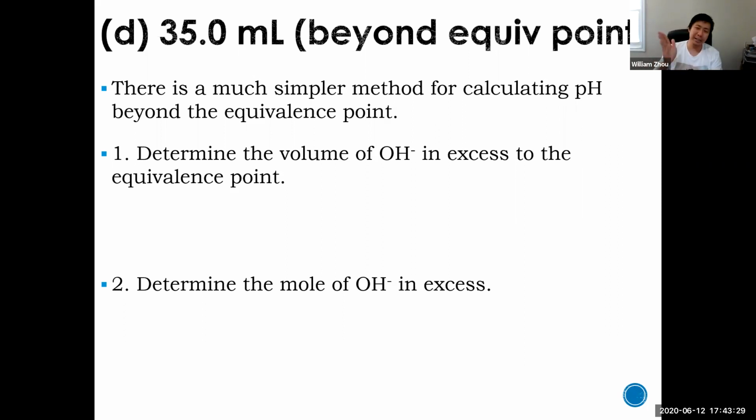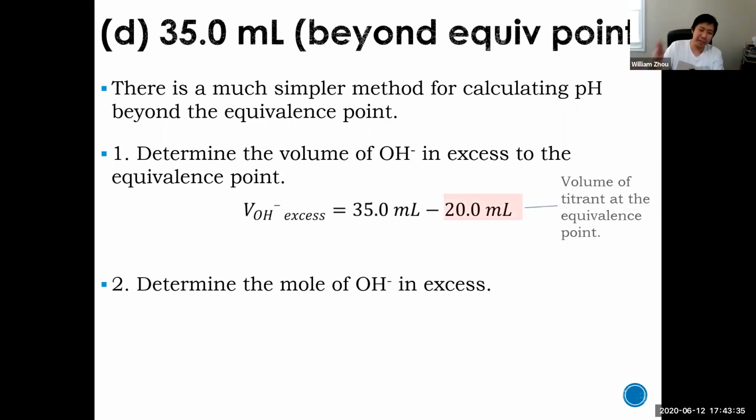Right? You only need 20. You've added 35. So you added 15 milliliters excess. You see what I mean? You only need 20 to reach the equivalence point, but you went over by 15. So that's all I need. I added too much. Oops, I added 15.